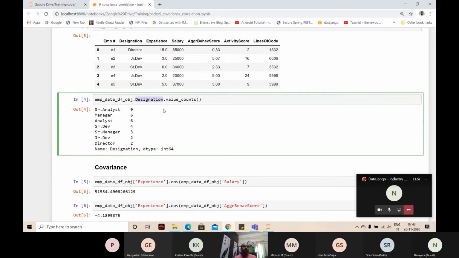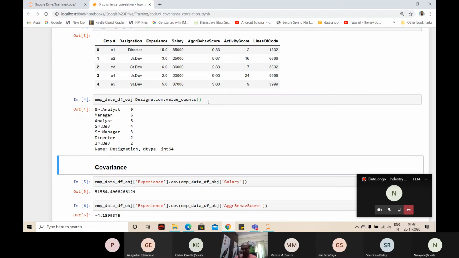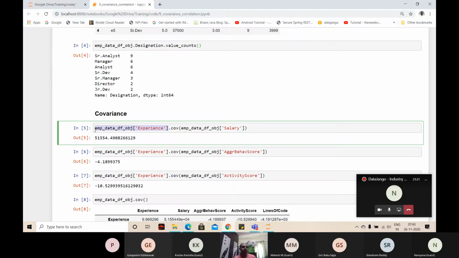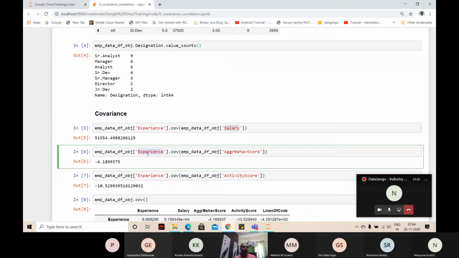Then designation.value_counts, we already saw this: how many people there are for each designation. Just for fun I did it. Now the covariance calculation. This is a series object, right? On a series object, there is a method called cov. It takes the other column. So we are checking covariance between experience and salary. I've got this number.